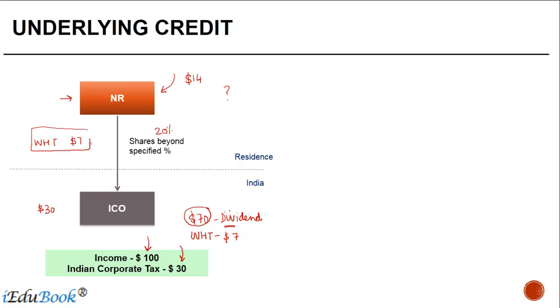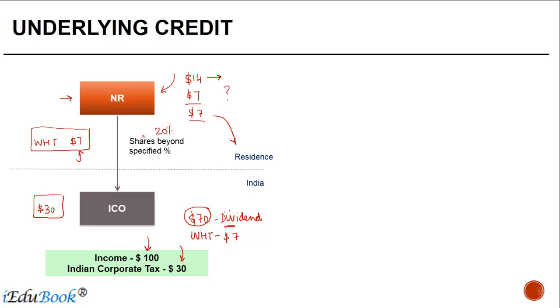Should he get a credit for only $7? Or should he claim a credit for 7 plus 30, $37? The difference is, if he claims a credit only of $7, he has to pay $7 more to his country of residence. As against this, if the credit were to be available for 7 plus 30, $37, then effectively he doesn't need to pay any more taxes there.